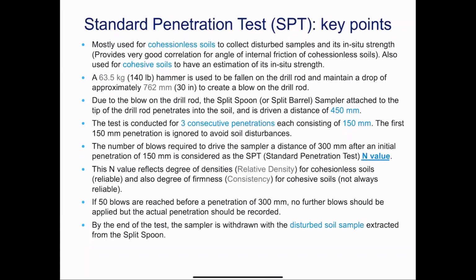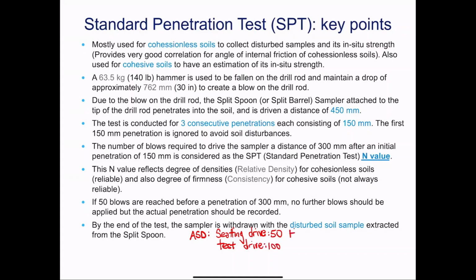So for some projects in Hong Kong, for instance, ASD projects, these are the termination criteria. So the seating drive is 50, and the test drive is 100 for the termination criteria. These are N values, okay?